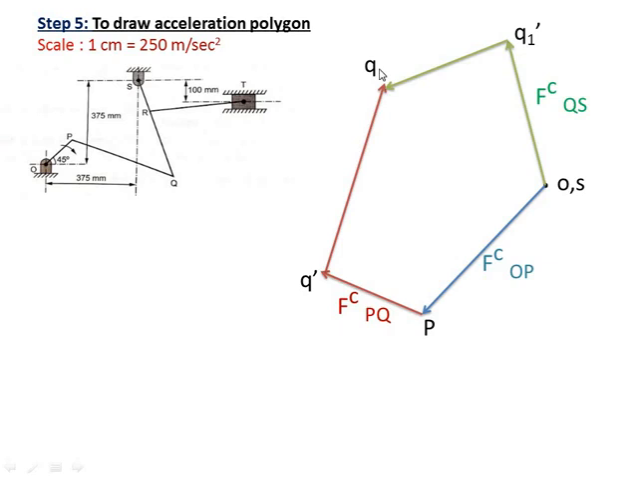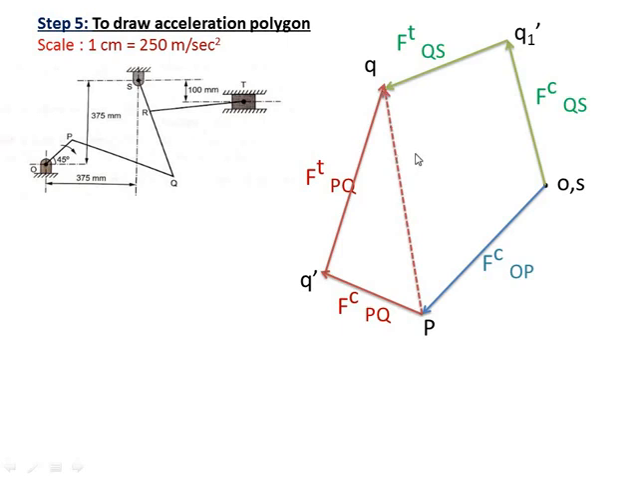So how to locate Q? Locate the tangential of PQ, locate the tangential of SQ. Where these two intersect, it will give you point Q. Now if you take this, it is the tangential of PQ. This is the tangential of QS. The intersection gives you the final point Q.